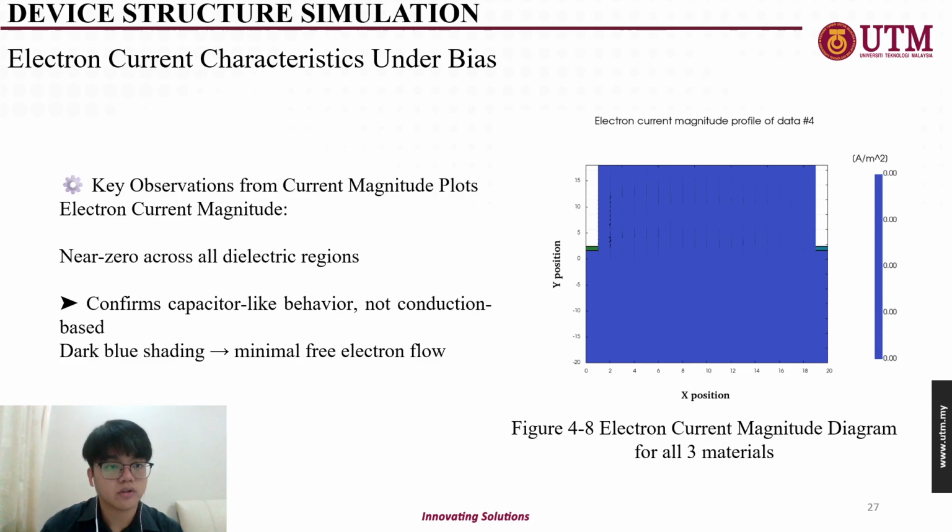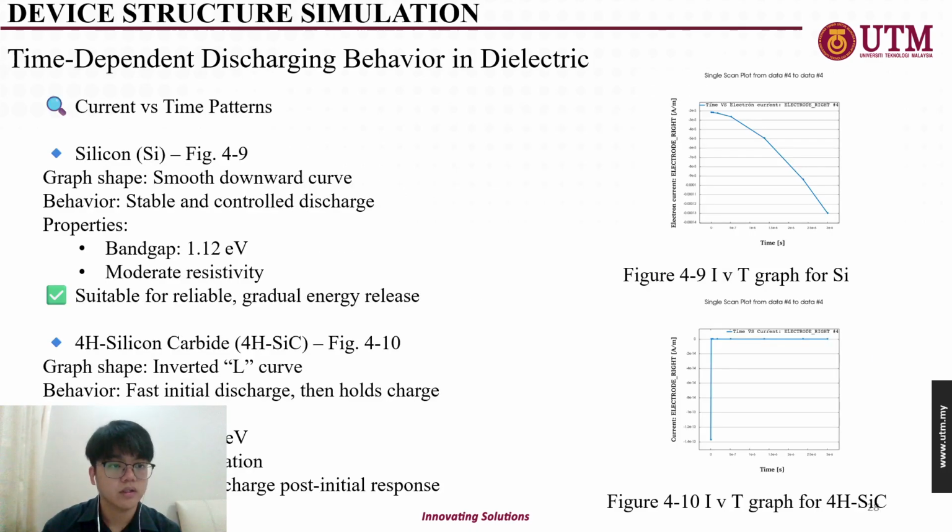Next, going to the electron current characteristics under bias. For all three materials, there is nearly zero current across all dielectric regions, as shown in figure 4.8. So it confirms there is a capacitive-like behavior because there is no conduction between the left and right electrodes through the dielectric. Then going to the time-dependent discharging behavior, for silicon, the graph shape is like a smooth downward curve, so it provides stable and controlled discharge. So silicon is more suitable for reliable or gradual energy release.